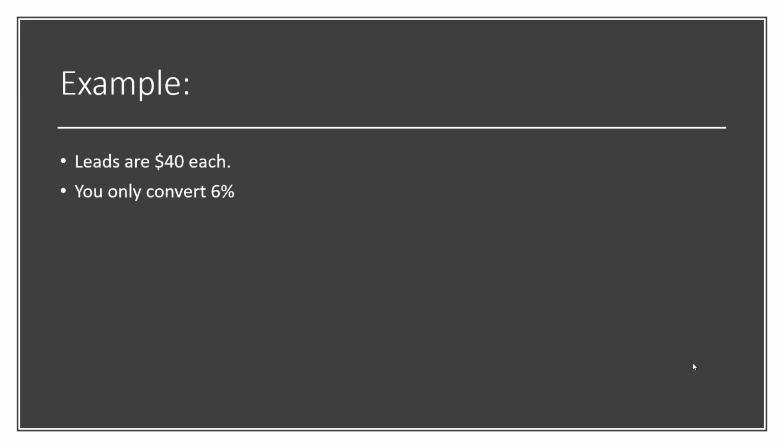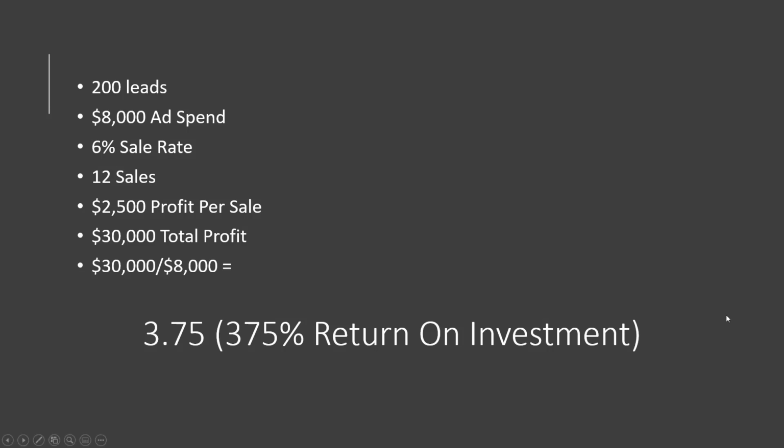So let's just say we're getting leads at $40 each. Not great, right? And let's just say you only convert 6% of those leads into new installations, which, over 800 clients through the Solar Cheat Code, we see 8 to 12% conversion rate. That tends to be the average. Now, we're just being super conservative, glass half full with this example, just so I can make my point. So let's say we have 200 leads. 200 leads at $40 a lead is $8,000 in ad spend.